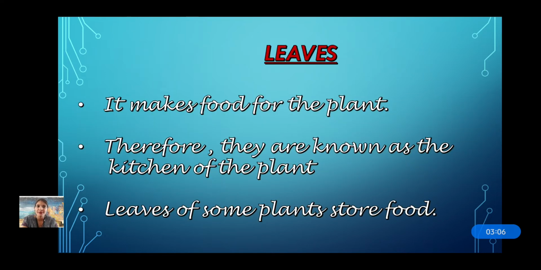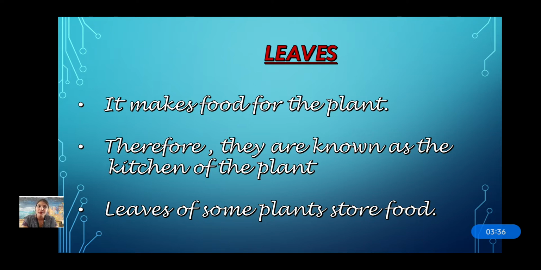Next, leaves. It makes food for the plant. Now we all know that leaves make food for the plant. How do they prepare food? Yes, with the help of the process known as photosynthesis. Photosynthesis means leaves making food with the help of sunlight, air and water. And then these leaves provide food to the whole plant.